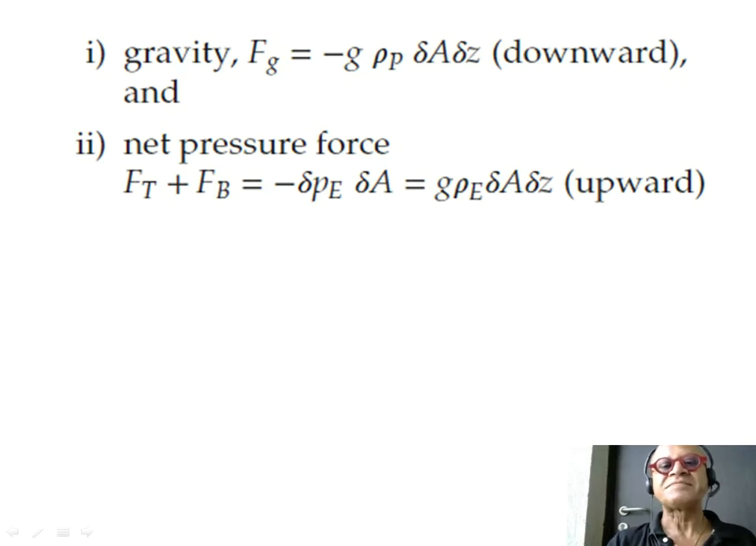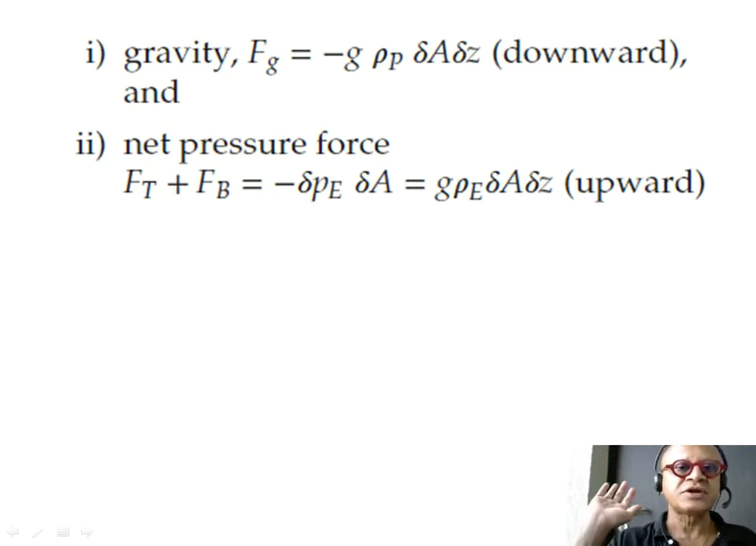So net pressure force again, pressure at the top, pressure at the bottom should equal the gravitational pull. So delta P times delta A. So delta P is just the difference between the pressure at the bottom and the top, times the area, because pressure is per unit area, and you have to multiply by area to get the force on the parcel, equals the gravitational pull, and that is g rho e delta A delta Z. Right? We are taking g as a constant. Why did we not change g?